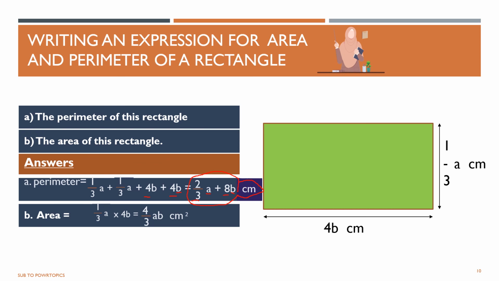For area, we need to multiply the length and the width. So the width is 1 over 3a times 4b. The 4b is the length. So we multiply 1 by 4 first. 1 times 4 is equal to 4. And then a times b is equal to ab. So if there's no gap here, it means the operation of multiplication is happening. The denominator will stay the same. And don't forget the units: centimeter squared for area and centimeter for perimeter.